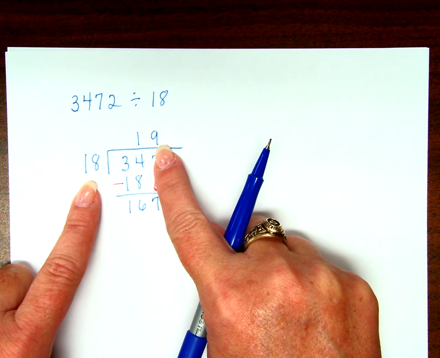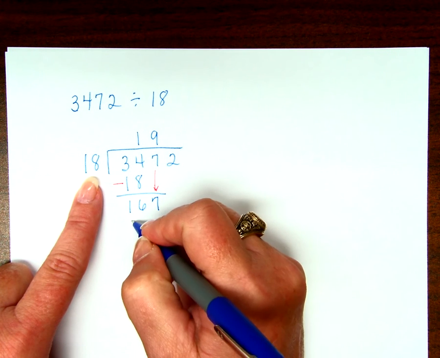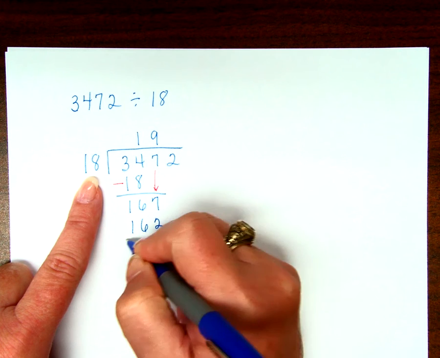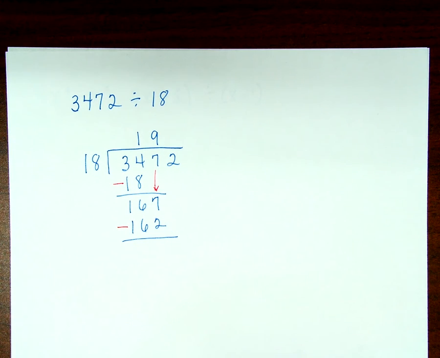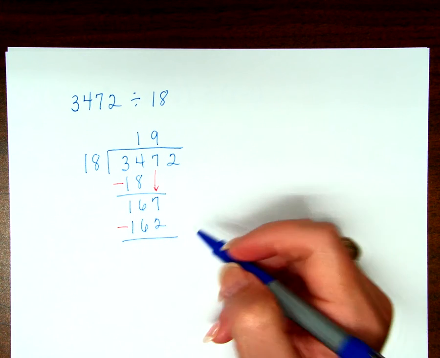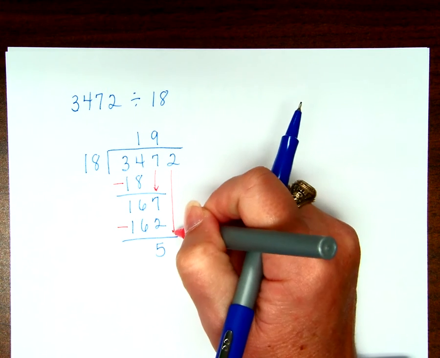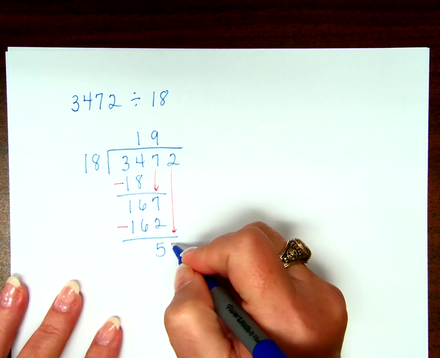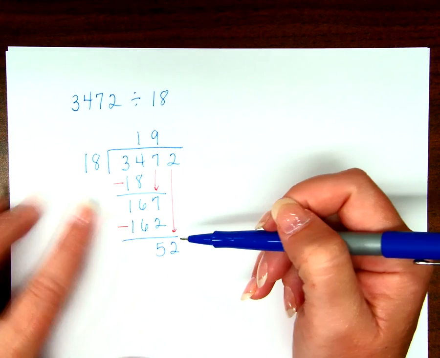Now what? Multiply, right? 9 times 18. What is 9 times 18? 162. And now? Subtract. What's 167 minus 162? 5. And now? Bring down the 2. Is this hard or easy? Like so easy that I'm just saying and now, because you already know what to do, right? Okay, so 52 divided by 18.